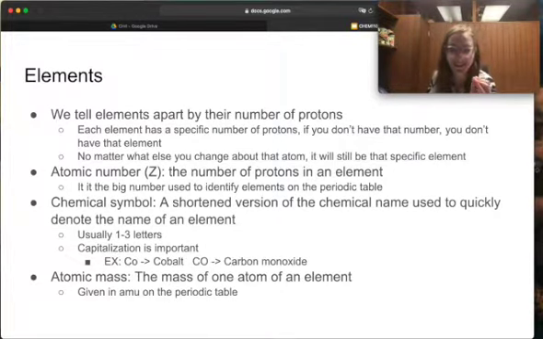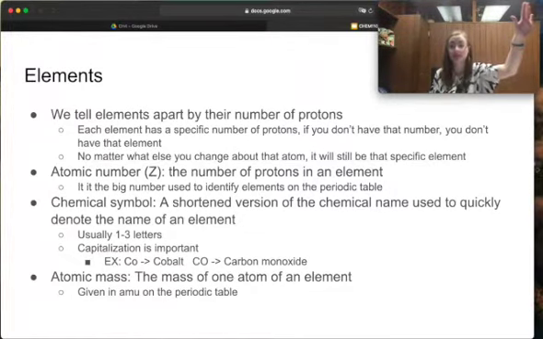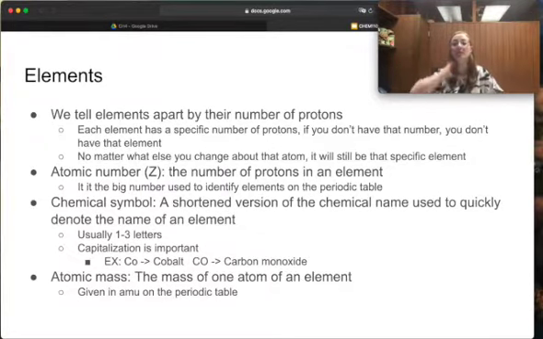Each element is defined by its number of protons. So if the number of protons changes, the element that you have changes. Even if you have the same atom and you lose protons, it's a new element, okay? Changing the number of protons changes the element. Each element is defined by the number of protons it has.